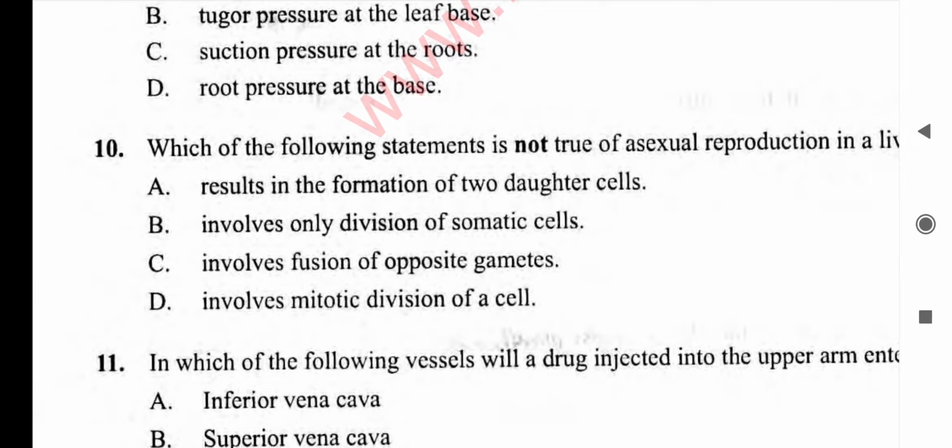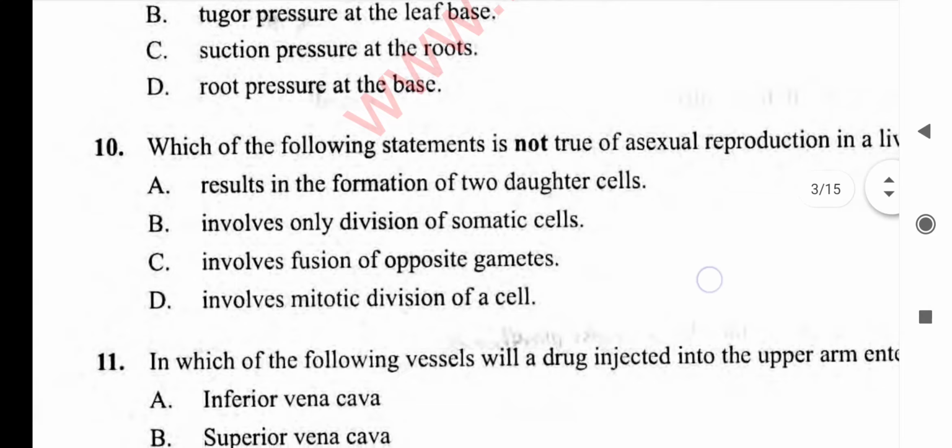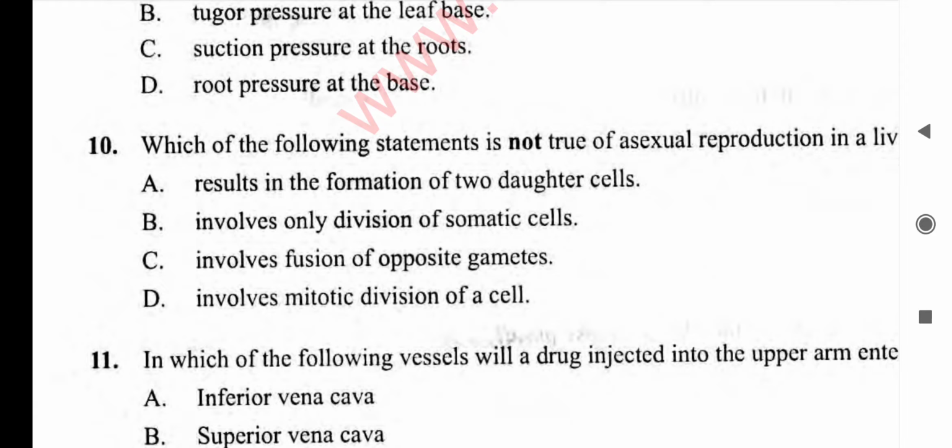C. Involves fusion of opposite gametes. No. It is only sexual reproduction that involves fusion of opposite gametes. When you say opposite gametes, it means the male and female gametes. And fusion of these male and female gametes, as you know, is known as fertilization. And fertilization leads to production of zygotes. So therefore, the answer is C, because C is not true in the statement.